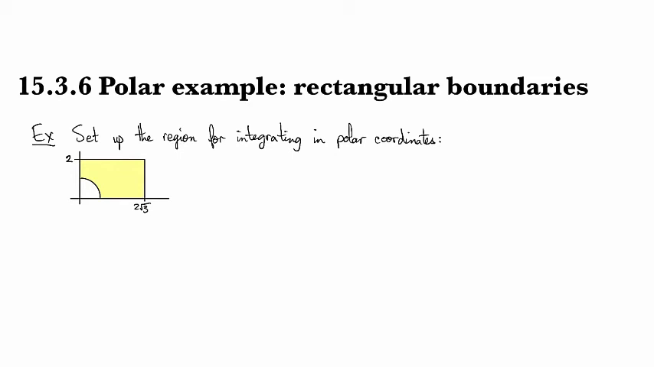All right, so in this clip, we're going to look at an example of setting up a region for integration using polar coordinates when the region boundaries aren't necessarily so nice for polar. So in particular, in this example, we've got these rectangular boundaries here that are not lines where the radius is constant. So it's not like a circle or a radial line type boundary.